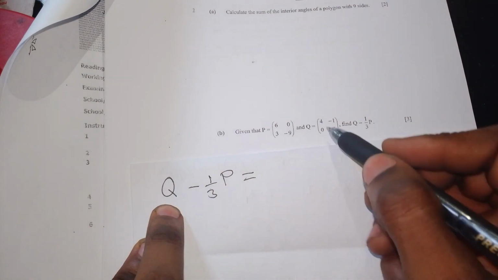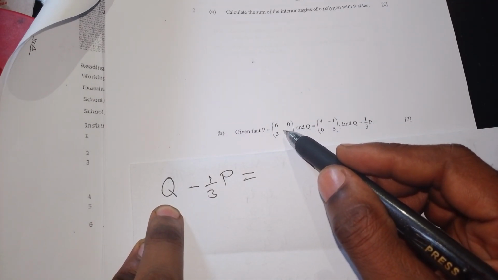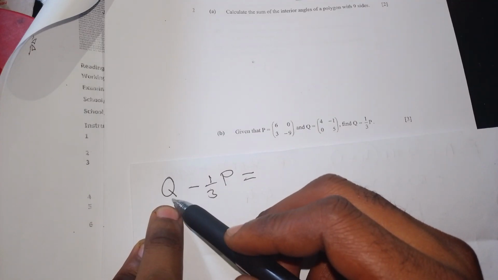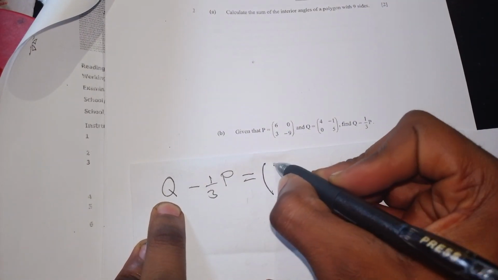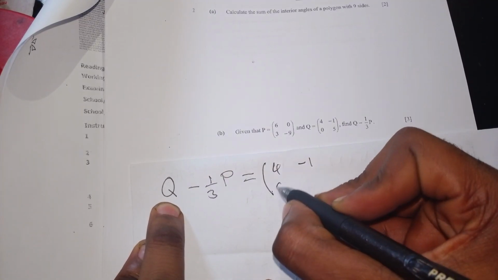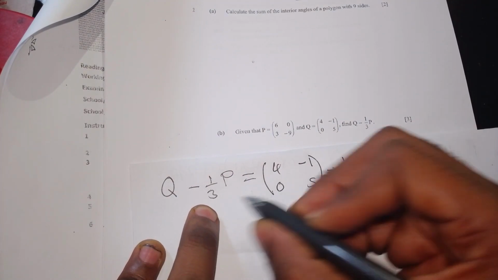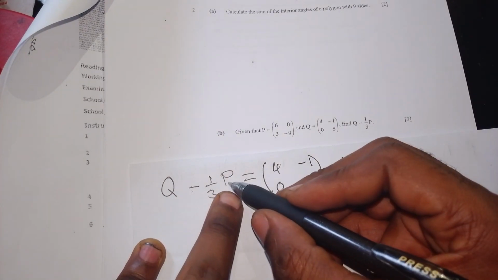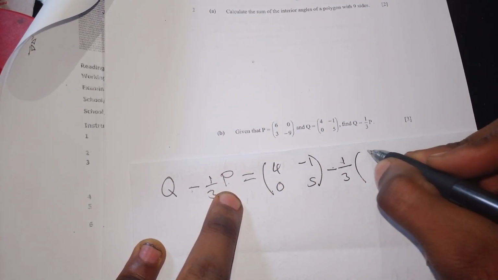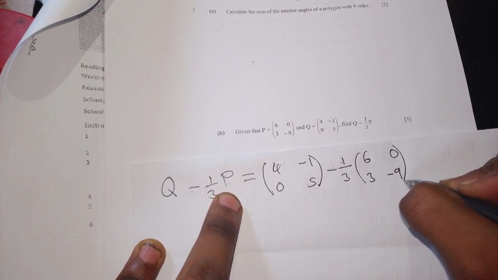You know that Q is equal to this. I know it's tempting to start with a P, but please don't do that. They started with a Q and this is what you will do. So Q is 4, minus 1, and then 0, and then a 5, then minus 1. So we have this minus, and then 1 over 3. Our P is 6, 0, 3, minus 9.